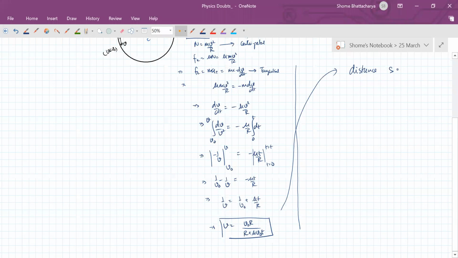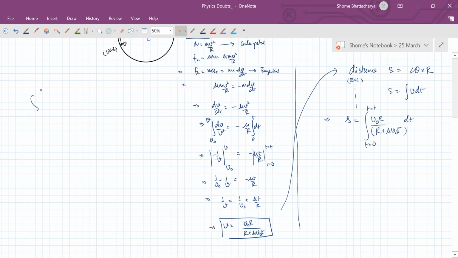Okay, now once you found the speed as a function of time, you can calculate the distance s, and that distance is equal to angular displacement into radius because it's arc length. Okay. So that distance will be integration of v dt. So distance traveled, the circular arc length traveled, that will become the integral of v naught r over r plus μv naught t, dt, integrated from t equal to 0 to t equal to t.